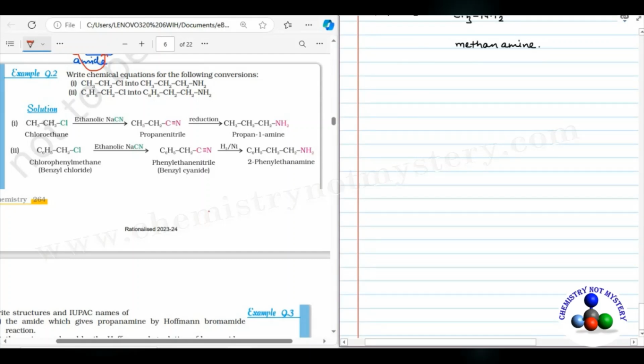So here, first of all, write the starting material. The starting material is CH3CH2Cl and the end product that we have to form is CH3CH2CH2NH2. This is chloroethane and we have to prepare propanamine.